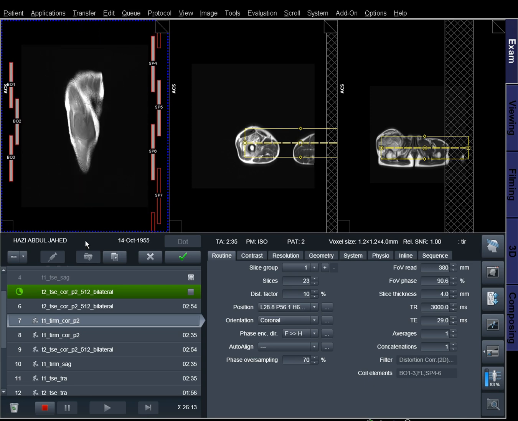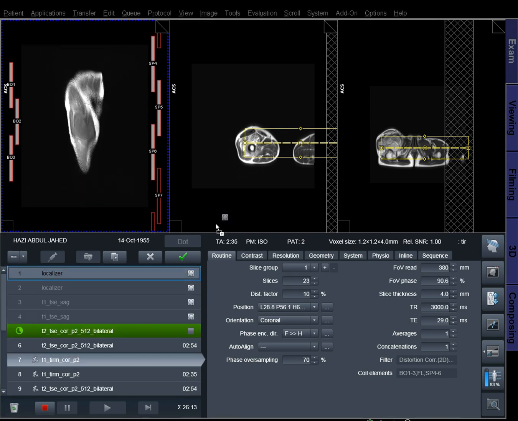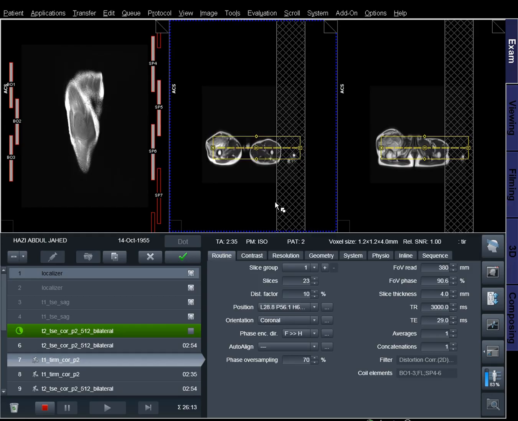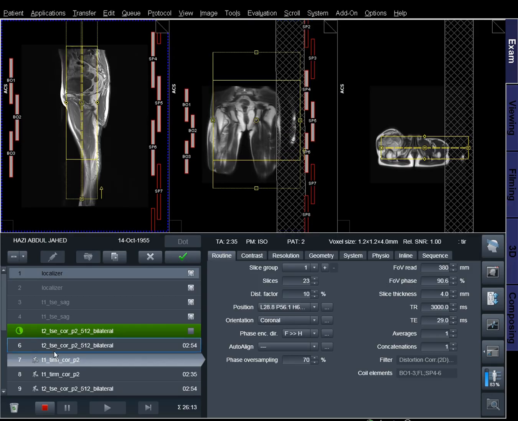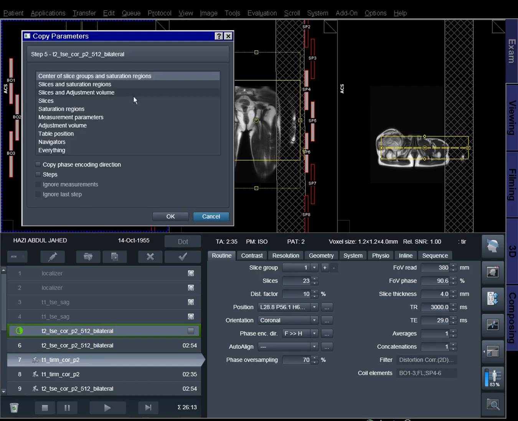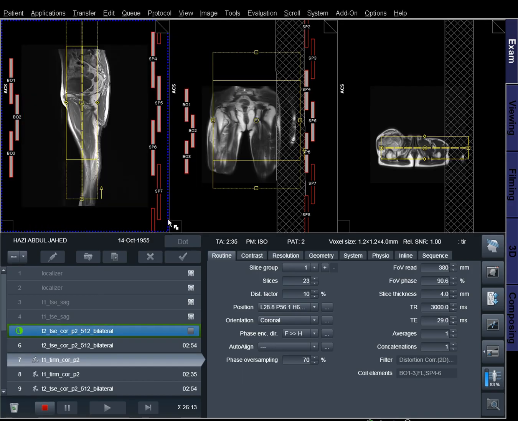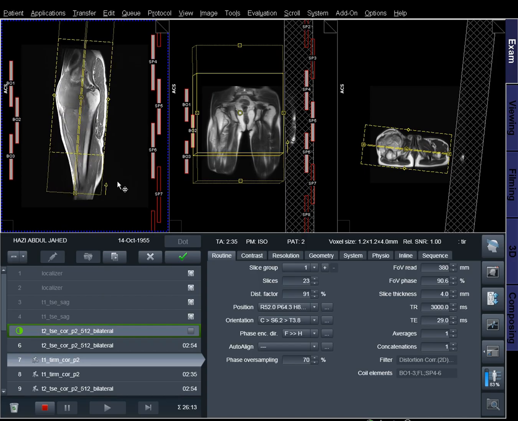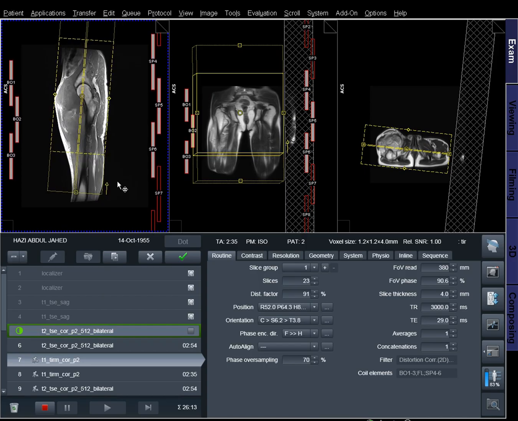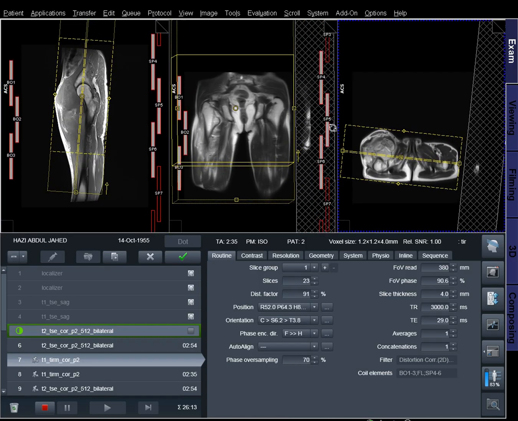T2 STIR coronal. Plan the coronal slices on the axial plane and angle the positioning block parallel to the right and left hip joints. Check the positioning block in the other two planes. Ensure an appropriate angle is given in the sagittal plane, i.e., parallel to the femoral shaft.